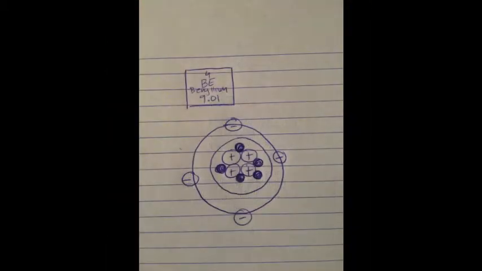Here I drew what a beryllium atom would look like. We know based on the atomic number that there are 4 protons, and after subtracting the number of protons from the rounded atomic mass, we know that there are 5 neutrons. The neutrons and protons are all located in the nucleus of the atom. Surrounding the nucleus is an electron cloud where all the electrons in the atom are located. There are 4 electrons in the atom of beryllium.